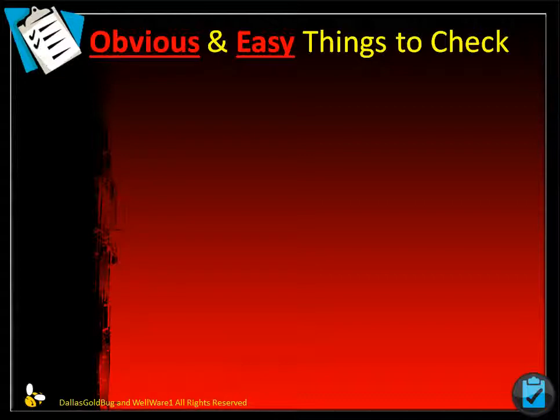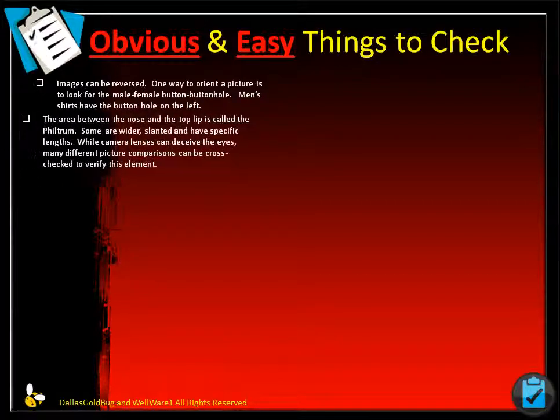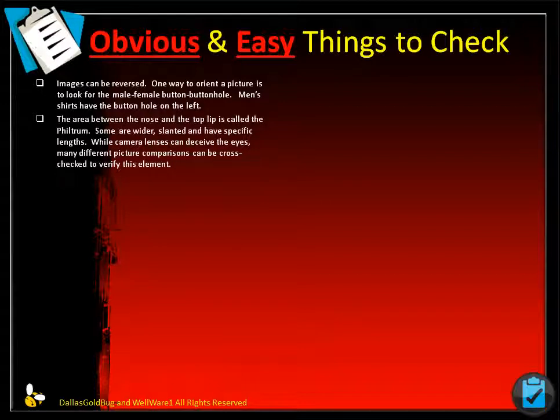Obvious and easy things to check. Images can be reversed. One way to orient a picture is to look for the male-female buttonhole. Men's shirts have the buttonhole on the left. The area between the nose and the top lip is called the philtrum. Some are wider, slanted, and have specific lengths. While camera lenses can deceive the eyes, many different picture comparisons can be cross-checked to verify this element.